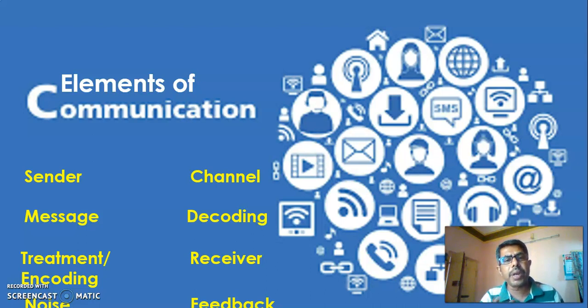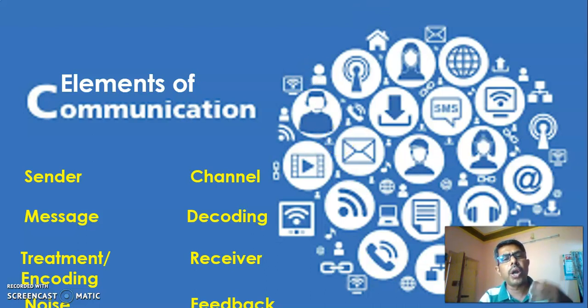So the elements of any communication process are the 8 elements, which are the sender, message, treatment or encoding, channel, decoding, receiver, feedback and noise. These are the 8 elements which severely influence any communication process. So we have to take care of each of these elements before we communicate to any audience.